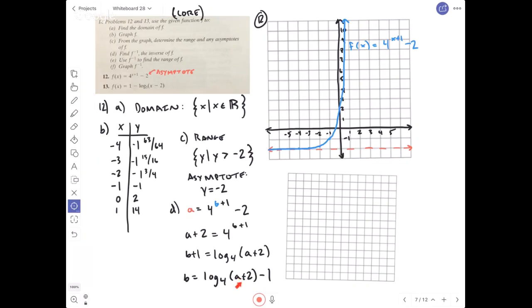And very clearly, the range, as I'm supposed to show in step E, the range is greater than negative 2, because this inverse function can't have inputs that are less than negative 2, because the domain of a log function is always restricted to positive values.